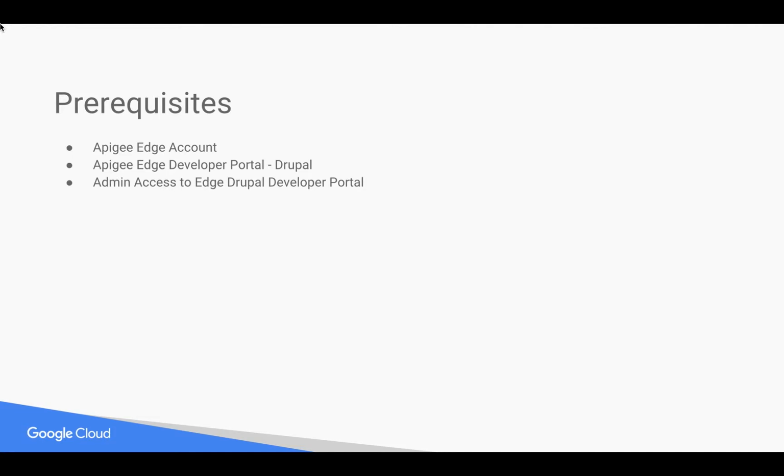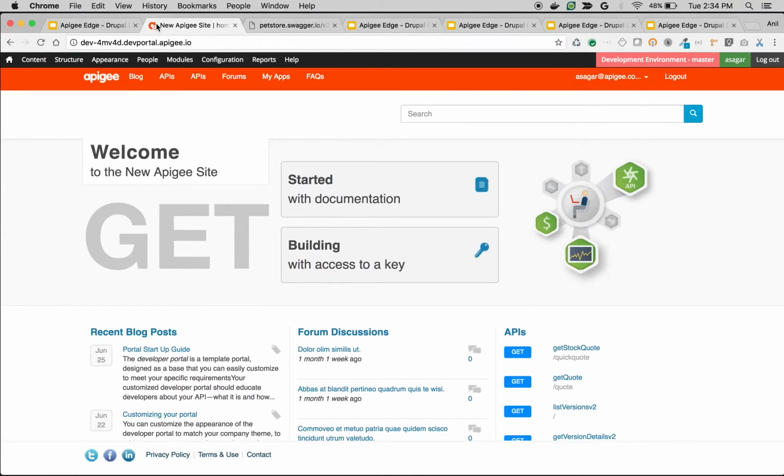Let's see how to generate API documentation in Apigee Edge using OpenAPI Spec. As you can see here, I'm in the Apigee Drupal-based developer portal. I am logged in as administrator and I can see the top menu bar.